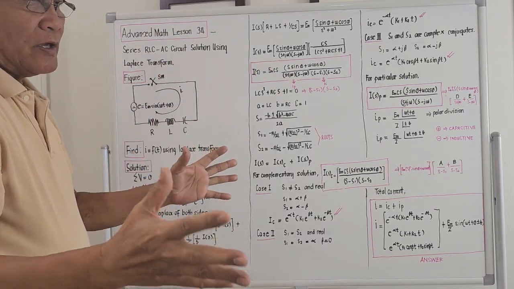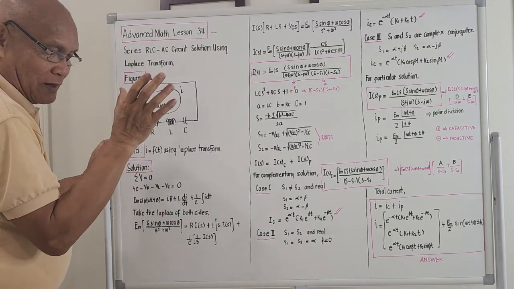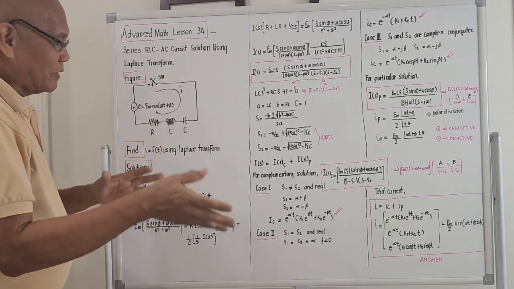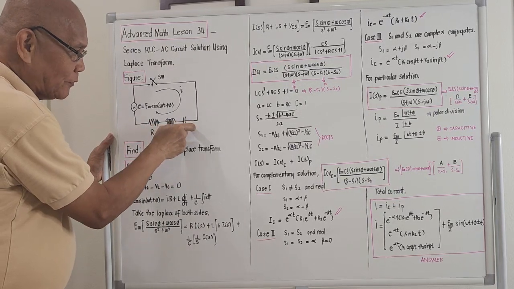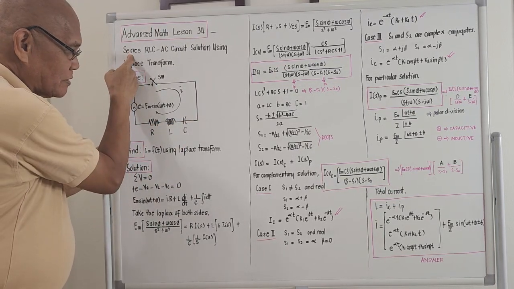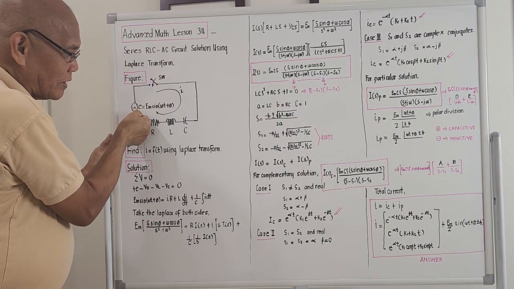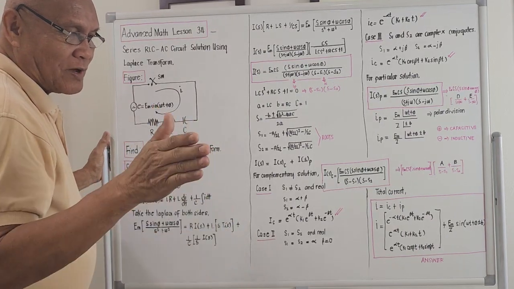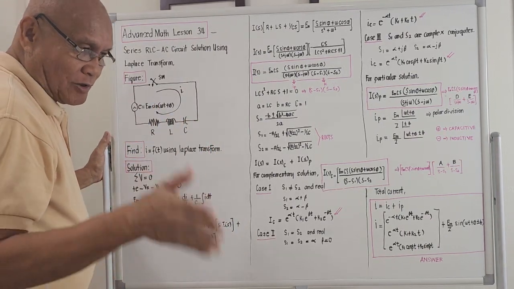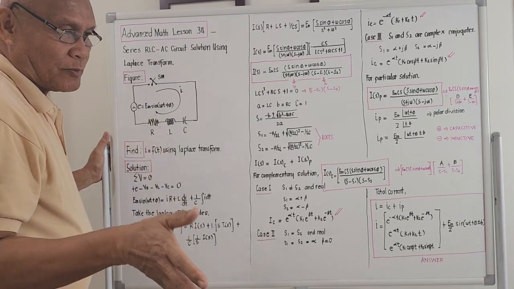Meaning, if we are given a figure where the connected components are a resistance, inductance, and capacitance, the connection is series, energized by an alternating current source, the requirement of the problem is what will be the current as a function of time, and the solution should be by using Laplace transform.